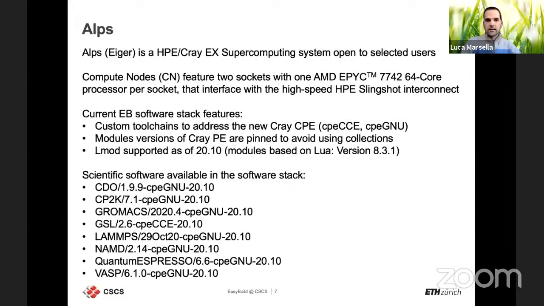We have some scientific applications that have been built successfully there and tested with EasyBuild, and I list a few of them here in the slide, which include some popular codes like GROMACS, LAMMPS, NAMD, Quantum Espresso.